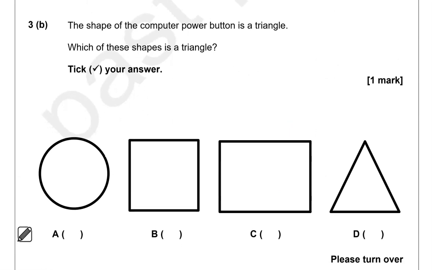The shape of the computer power button is a triangle. Which of these shapes is a triangle? Tick your answer. So the first one, option A, is a circle. Then we have a square in option B. Option C is a rectangle. Option D is a triangle. So that's the one we're after. Option D is the correct one.